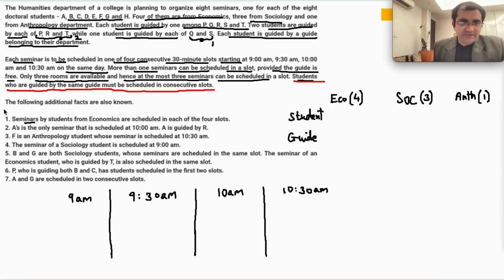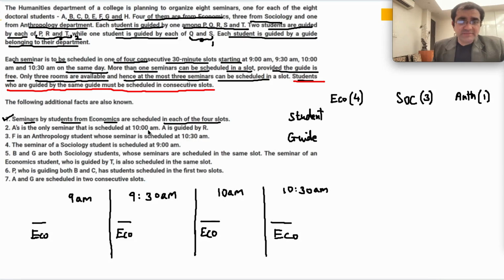Students, following facts are known. First point, seminars by students from economics are scheduled in each of the 4 slots. So you have 4 slots and you have 4 kids. So therefore every single slot contains an economics student.